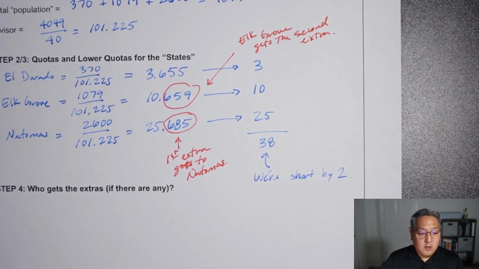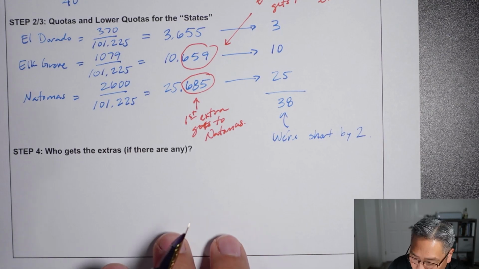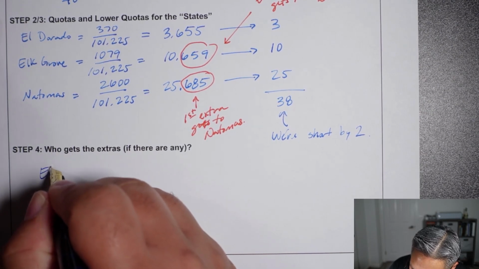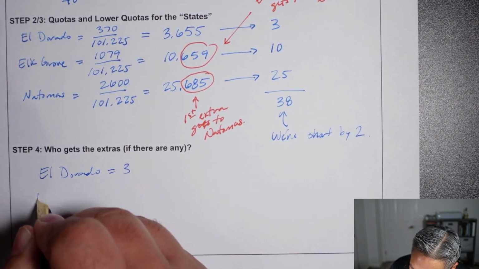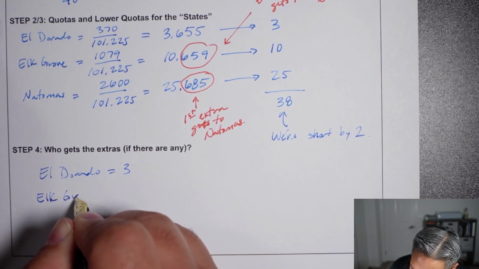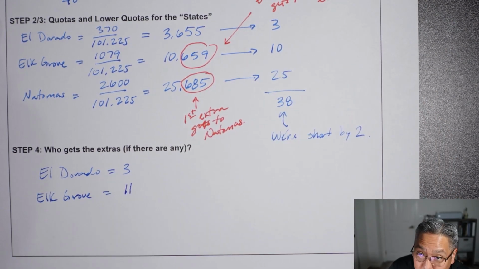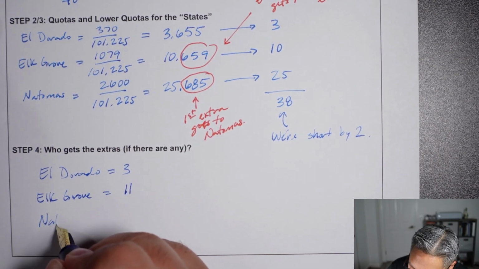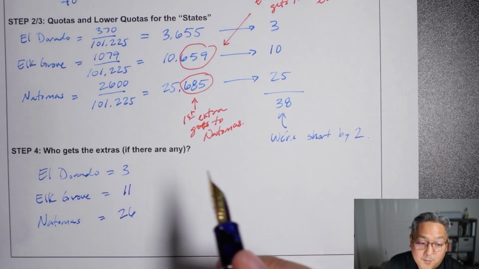Okay. So this is kind of how this works: if you have more than 1 extra, you give the extra to the first highest, then you go down the list to the next highest. So now our extras have been given out, and our answer is going to be that El Dorado is going to get 3 officers. Elk Grove is going to get 11 officers, 1 extra. And Natomas is going to get 26 of our officers.